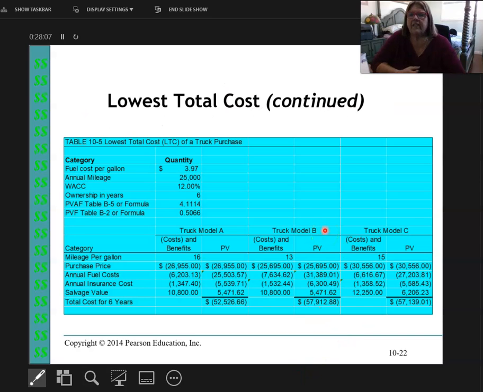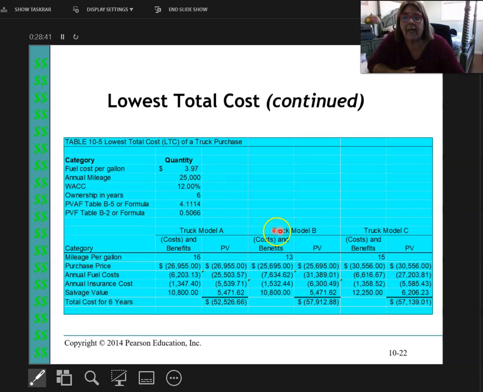So here I have an example. Let's see, I'm going to buy a truck. It's going to cost me $3.90 a gallon to fill up. Here's my annual miles. My weighted average is 12%. I'm going to have it for 6 years. And here are my multipliers. Present value of annuity and present value of a dollar. So these are multipliers from my table, using the information.